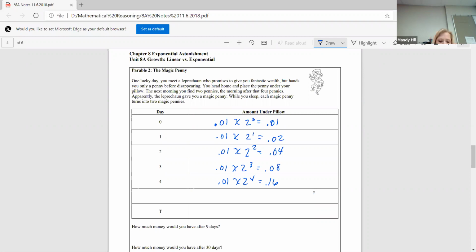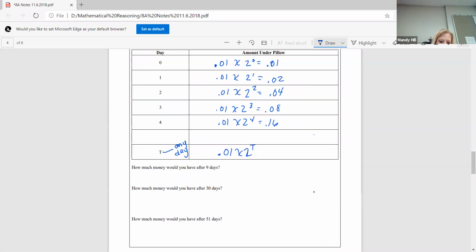So for our formula to get any day, T would represent any day, the day number, I guess. So 0.01 times 2 raised to the T power. So what would we have if we got to do this for 9 days? We would be 0.01 times 2 to the 9th. We would get a total for that. 30 days, 0.01 times 2 to the 30th power. 51 days would be 0.01 times 2 to the 51st power.